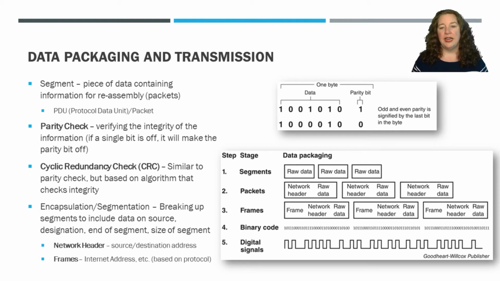We then break that again, that raw data segments, packets have a network header and a raw data. Frames have a frame, a network header, and a raw data. So those are packaged into a frame and built into those frames.